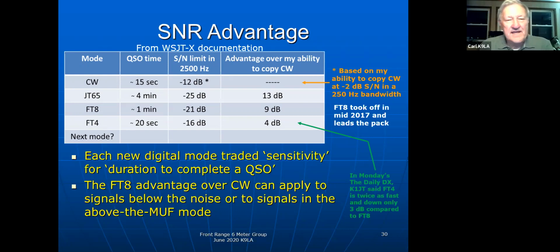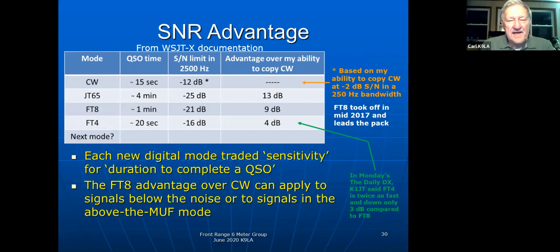And then FT8, things went faster, but lost some sensitivity. FT4 made the next step to get things faster, and then it lost sensitivity. What I compared is, what kind of advantage do those modes have over my ability to copy CW? And it's still pretty significant.